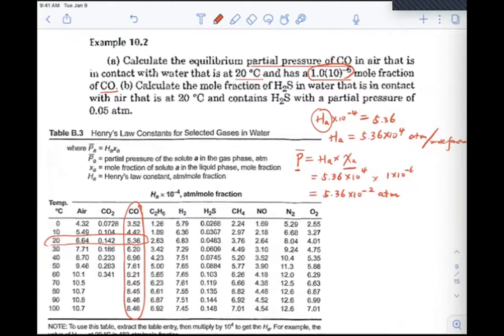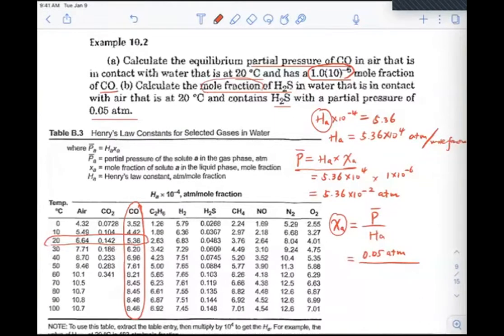The second part of the problem asks: what is the mole fraction of hydrogen sulfide in water that is in contact with air containing hydrogen sulfide at a partial pressure of 0.05 atmosphere? This problem is converting the partial pressure into the mole fraction, so we use Henry's law. It's asking for the mole fraction, XA, so it is the pressure divided by HA. We already know the partial pressure is 0.05 atmosphere. We just need to find the HA for hydrogen sulfide.